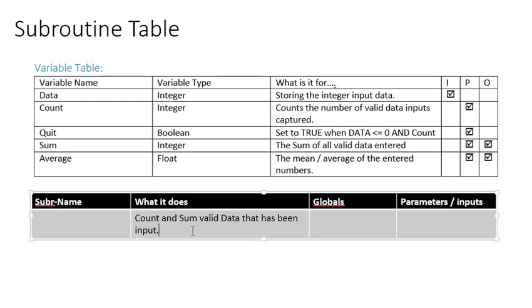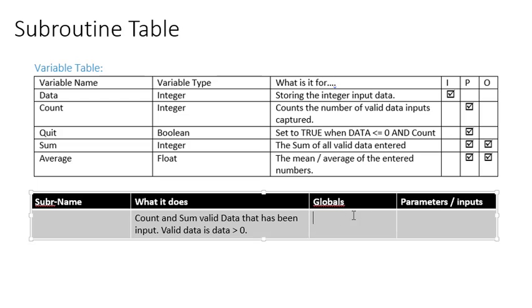What do I mean by valid data? Valid data is data greater than 0, strictly positive. Right, looking at this, which global variables?